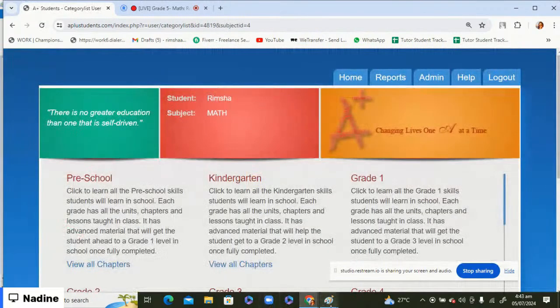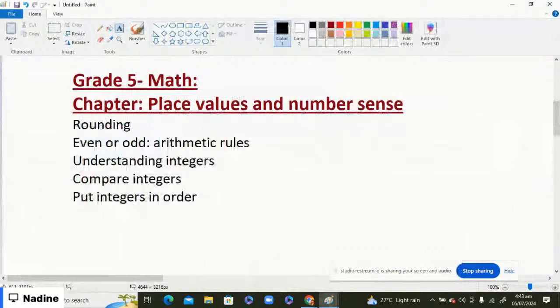So today we discussed grade 5 maths. This is the name of the chapter, place value and number sense. We covered these lessons: rounding, even or odd arithmetic rule, understanding integers, compare integers, and put integers in order. So make sure before starting the next session, you practice all these lessons and all these questions as well.